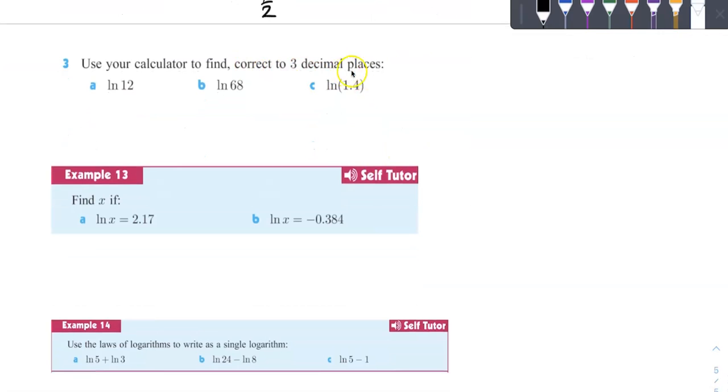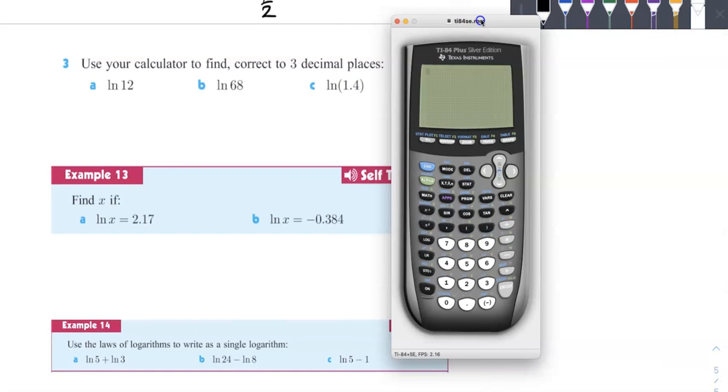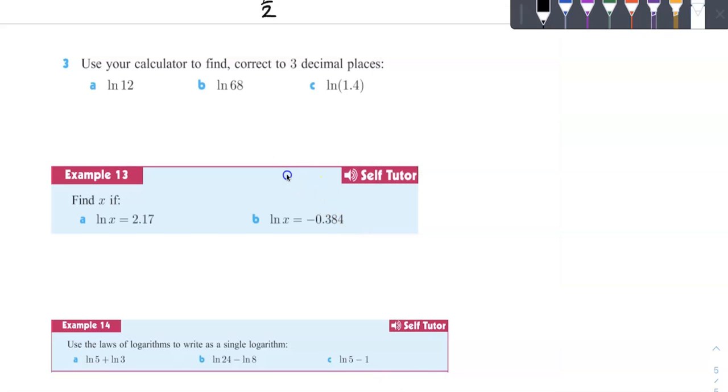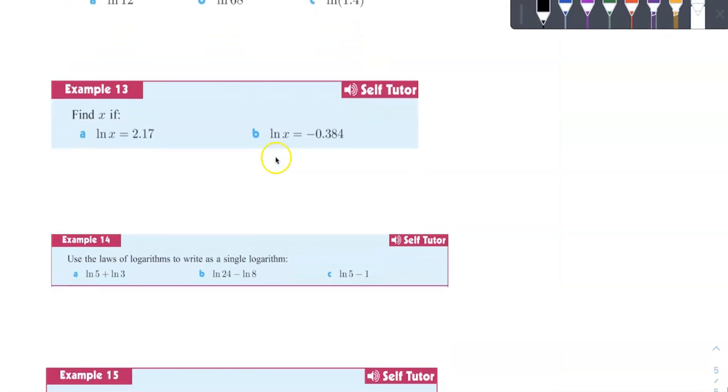Use your calculator to correct to 3 decimal places. So let me bring out the calculator. Natural log is right here on the button. So you just put natural log of 12 and get 2.48. Natural log of 68, you just plug into your calculator. You get the gist, so I'm not going to do this anymore. Big deal.